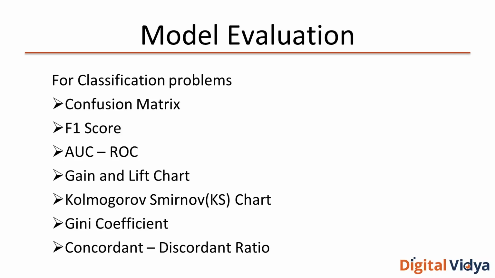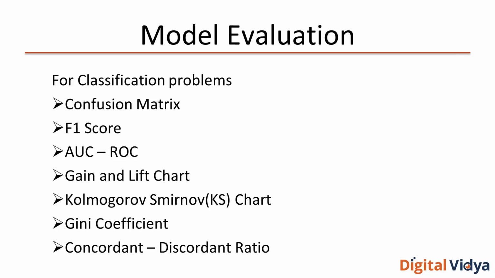Now for classification problems, there are many more approaches, depending on how you want to evaluate it. There's the confusion matrix, the F1 score, the AUC ROC curve, then gain and lift charts, KS chart, Gini coefficient, concordant discordant ratios. I don't think we'll have time to cover all of them today, so we'll cover some today and the rest in the next class.